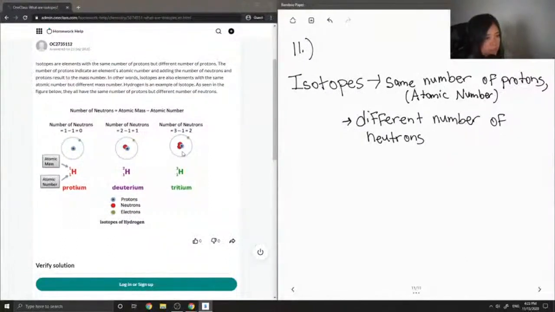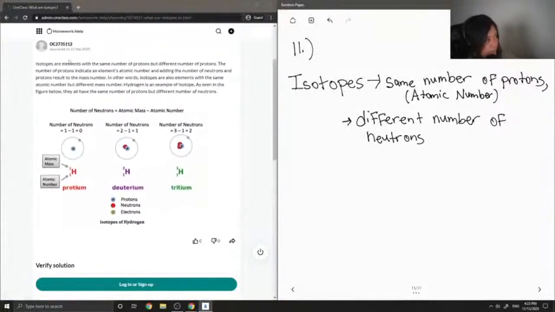Basically, the atomic mass that you would find on the periodic table is an average of all of the masses of these isotopes. That's why some of them have decimals. It's because it's an average of all the different isotope masses.